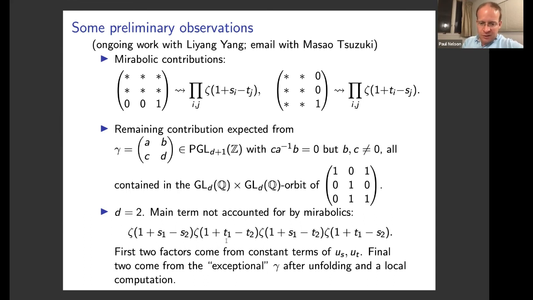And you can actually see where this comes from. This is something we calculated. The first 2 factors come from the constant terms of the Eisenstein series. There's a standard formula for these constant terms. And the final 2 you get from some local integral that you can get by unfolding the contribution of that gamma. So I know I'm out of time, so I'm not going to dwell on that further.